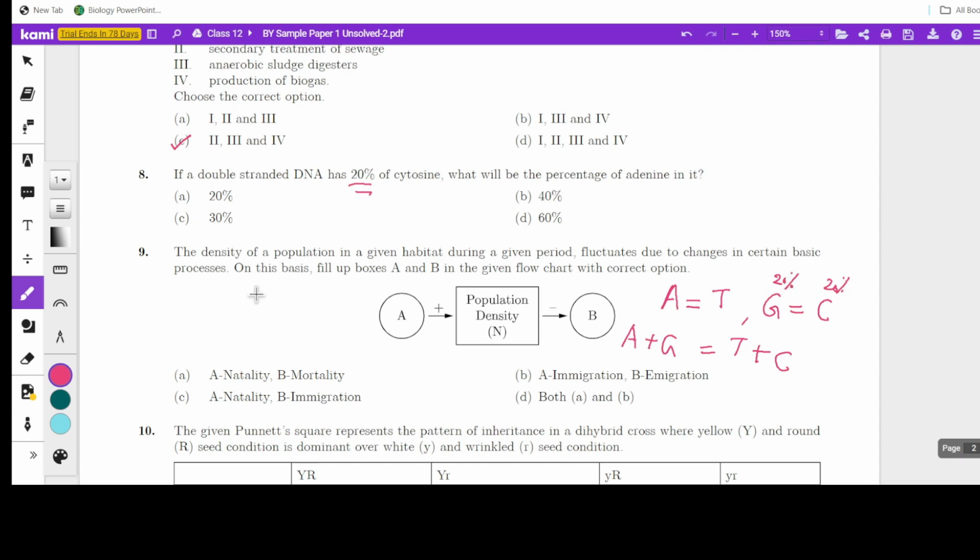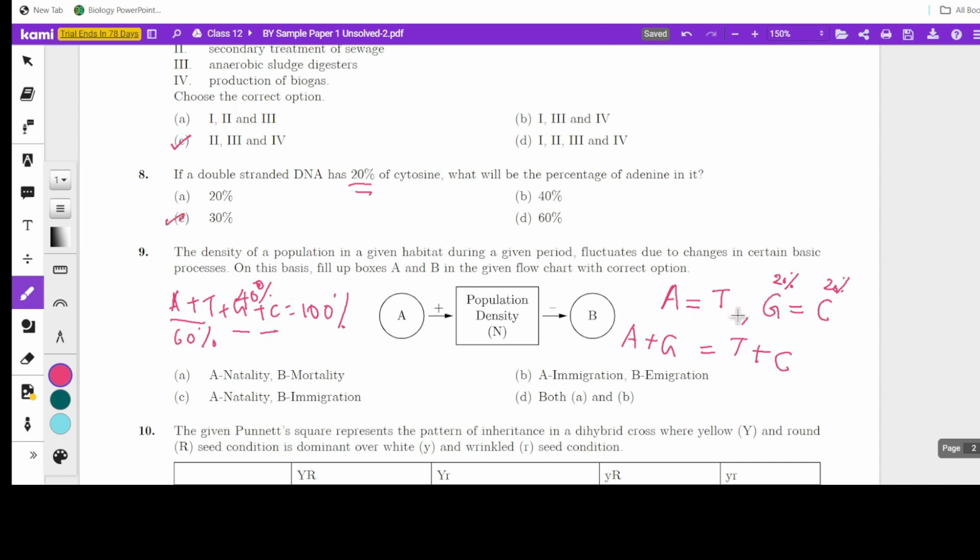So the total of the nitrogenous bases, adenine, thymine, guanine and cytosine, is 100%. Guanine and cytosine are 20% each, so together it is 40%, and the rest will be 60%. And we know that adenine equals thymine, so 60 by 2, it is 30%. So the answer is 30%.